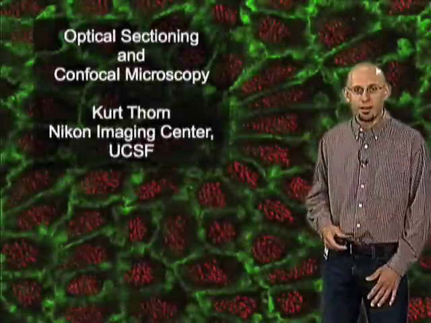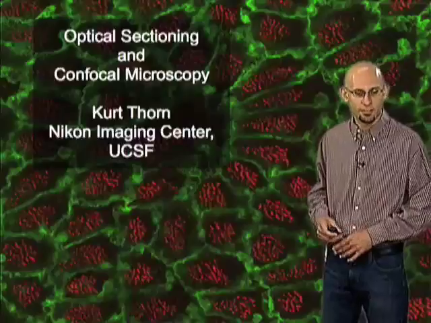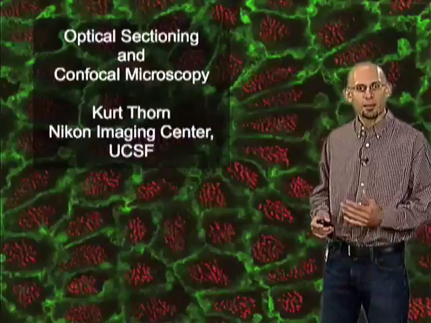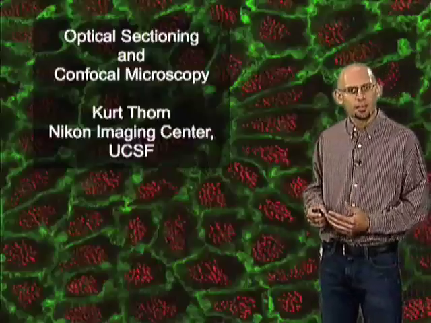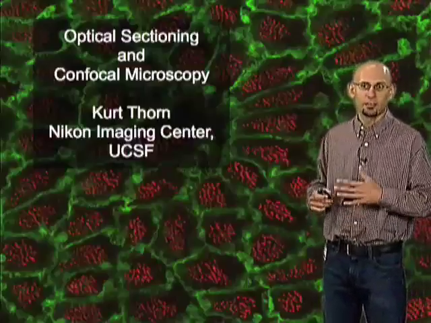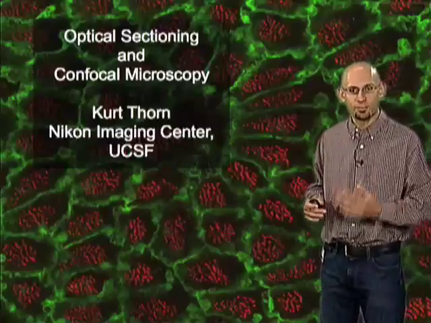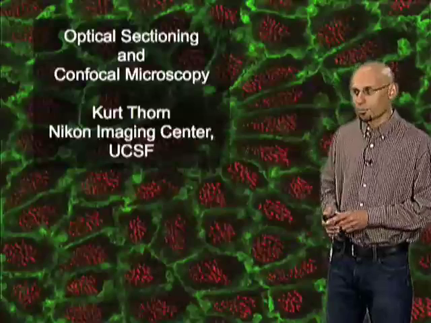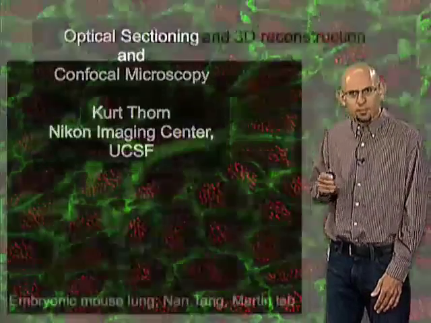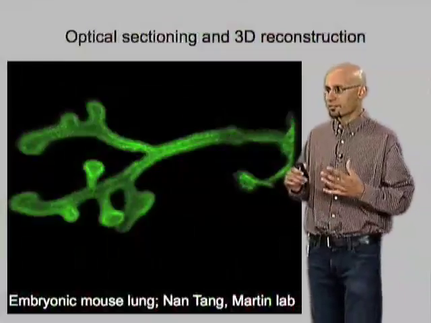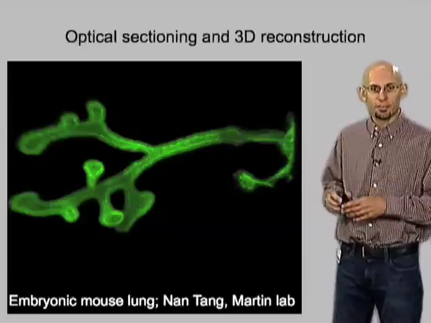My name's Kurt Thorn. I'm the director of the Nikon Imaging Center at UCSF, which we'll be seeing later in this film. And today I'm going to talk to you about optical sectioning and confocal microscopy. These are a family of techniques that allow you to produce three-dimensional images of biological samples using microscopy, such as this pretty image you're seeing in the background here, which is a piece of mouse brain. So the general goal of this set of techniques is to produce three-dimensional images of biological samples.